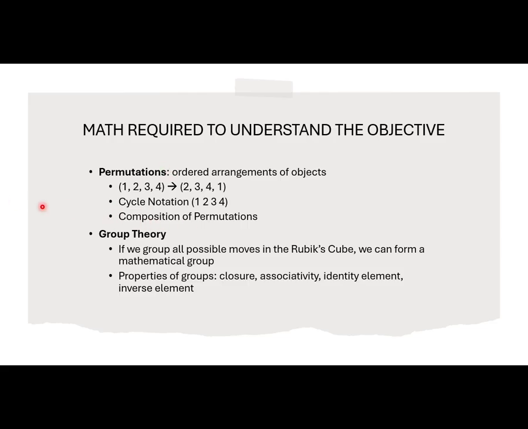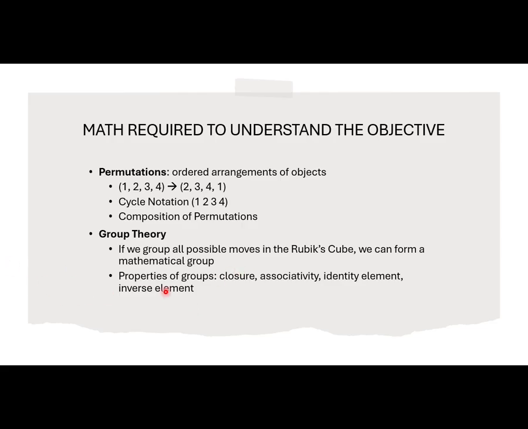Also, composition of permutations: now that we have this permutation, what happens after you perform another permutation and another permutation, so that we eventually reach an algorithm either from OLL or PLL. And group theory, because if we group all of the possible moves in the Rubik's Cube, we can form a mathematical group, and we need to remember what a group is.